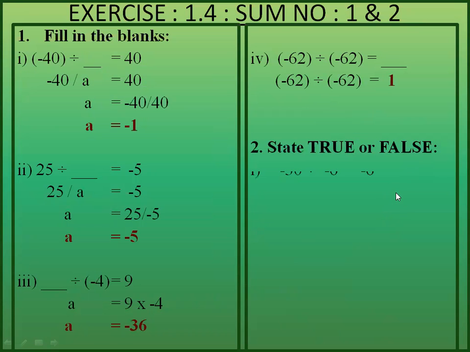State true or false. Minus 30 divided by minus 6 is minus 6. 30 divided by 6 is 5. So the statement is false. Minus 64 divided by minus 64 is 1 and not 0. So the statement is false.